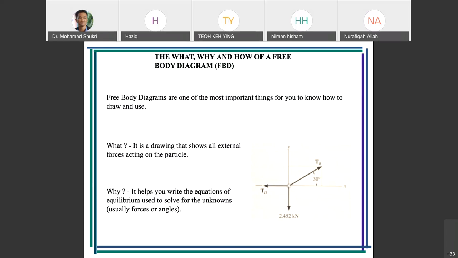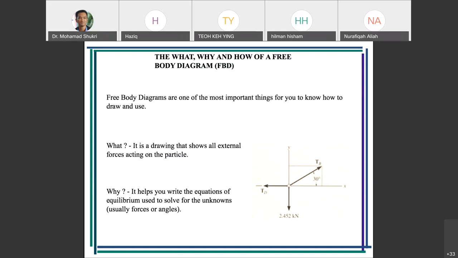So the what, why, and how of free body diagram. So what is a free body diagram? It's basically a drawing showing all the forces in one point or in one rigid body.